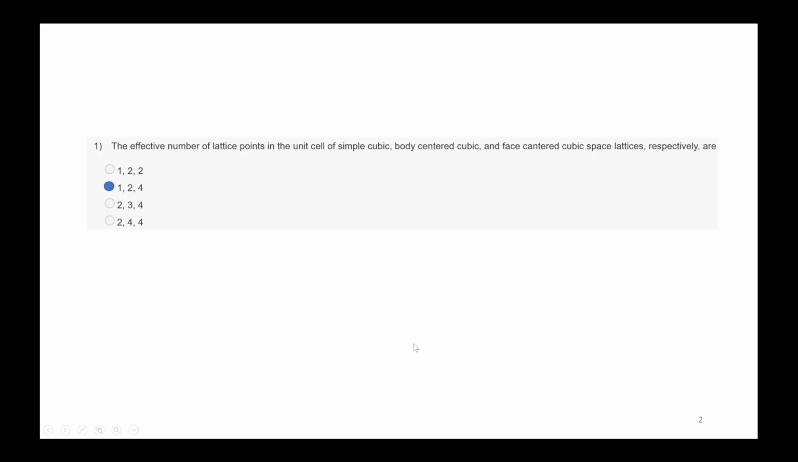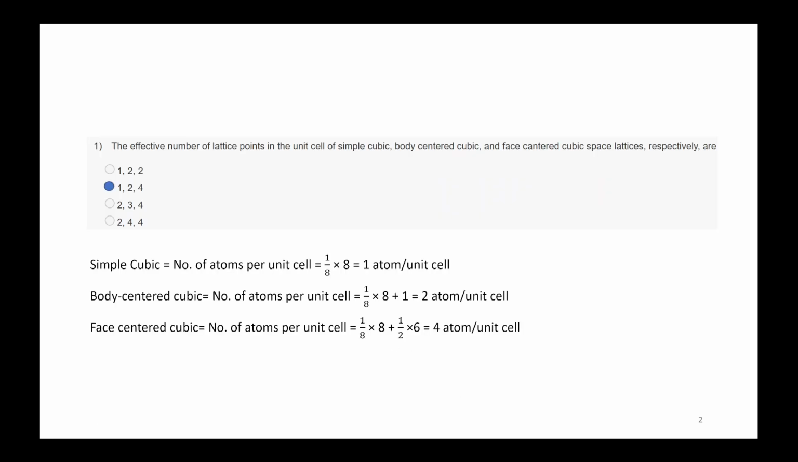Okay, so the answer will be 1, 2, 4. This can be calculated for the simple cubic structure. You will have atoms at the corners of the unit cell, and it has 8 corners, and one corner atom will be shared by 8 other unit cells. So the effective number will be 1, so 1 atom per unit cell.